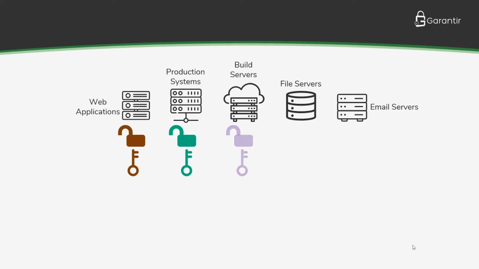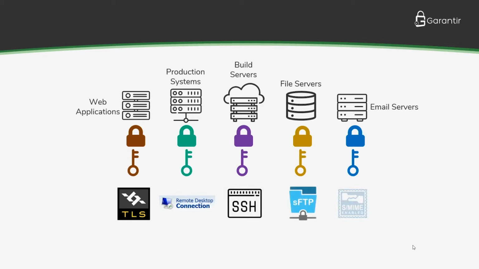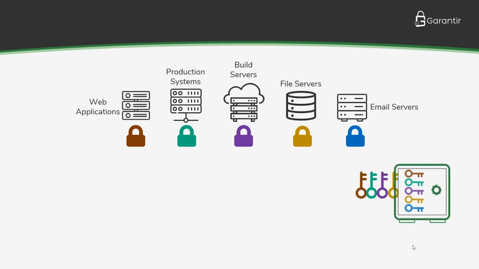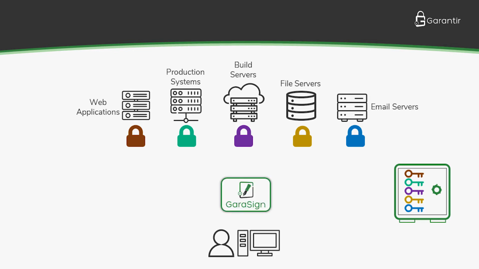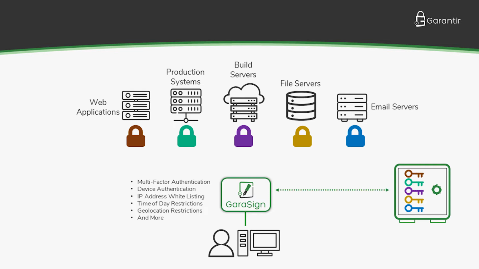Start by implementing cryptographic access controls for all enterprise resources. This is already deployed more often than you may realize. Protocols like TLS, SSH, and remote desktop all rely on cryptographic keys for authentication. With key-based authentication enforced, you can centrally secure all of the keys in a non-exportable state in a hardware security module and deploy GaraSign to authenticate end users through multiple factors whenever they request to use a key. This effectively applies strong security controls on the downstream resources without needing to modify a single web application or server.